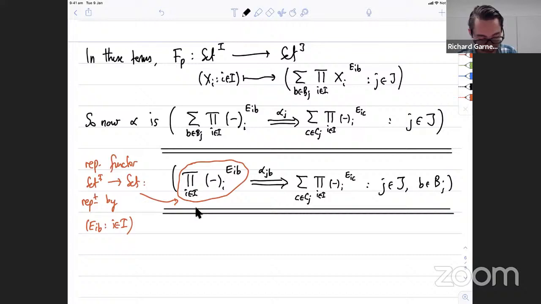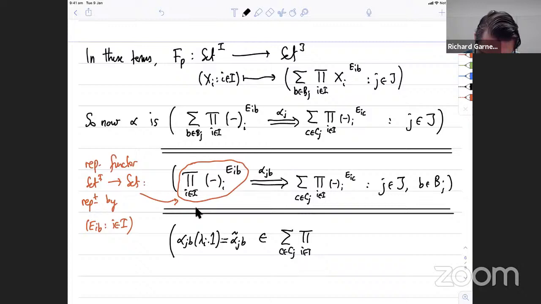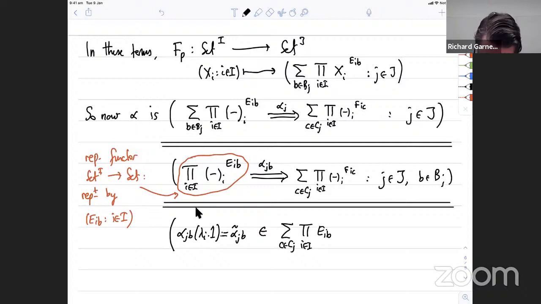So by Yoneda, this is the same as giving a family of elements, which I guess will be alpha_jb applied to the family of identity maps here, so like lambda i dot one. And so I could define this to be alpha twiddle jb. And that's an element of the right-hand side here evaluated at this representing object. So that's in sum c in C_j, product i in I of e_ib to the... there seems to be something wrong here. These e's should all be f's, I guess. Oh, no, that one's okay, this one is not okay, and this one is not okay. That should be an f. Should be an f. And so this is f to the ic.